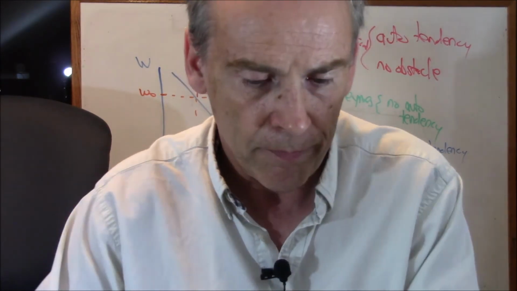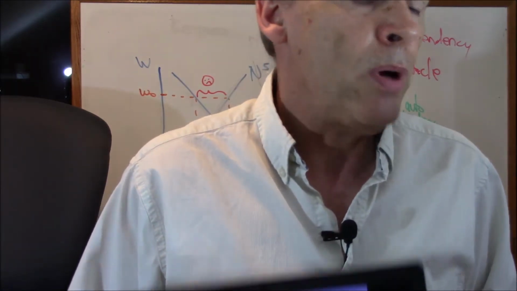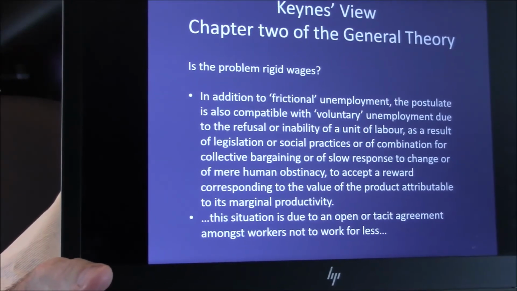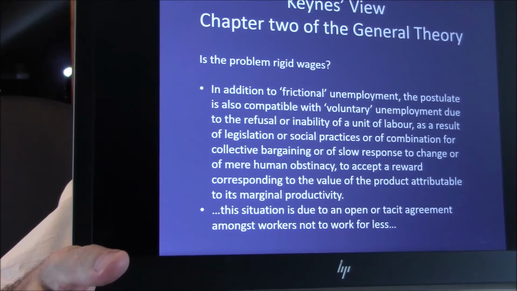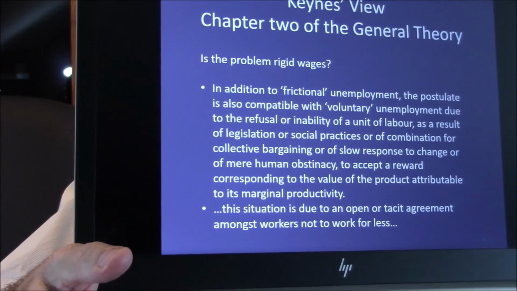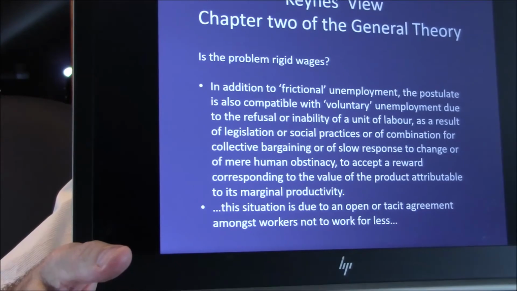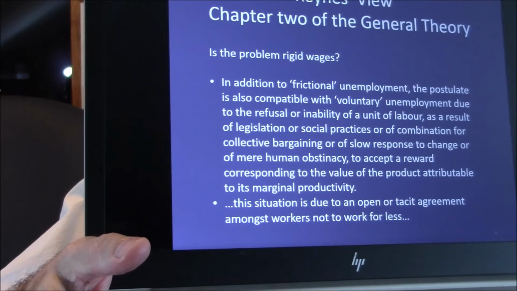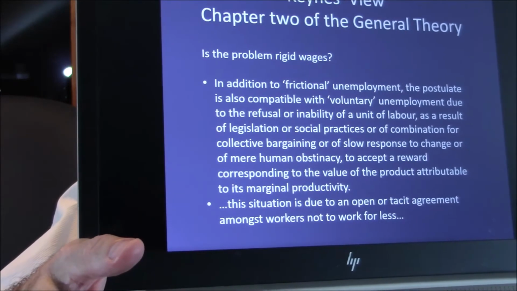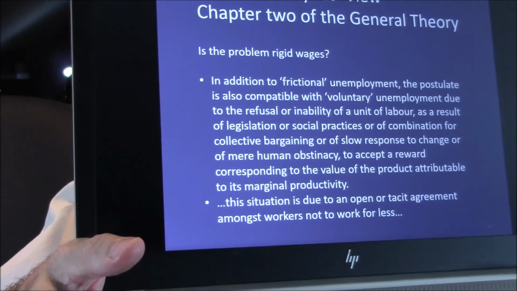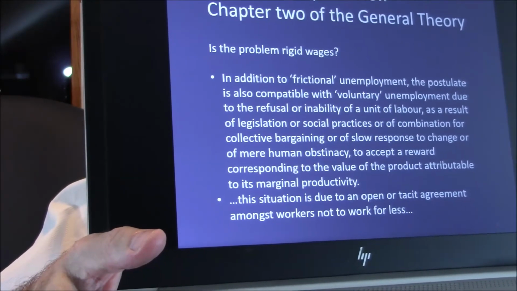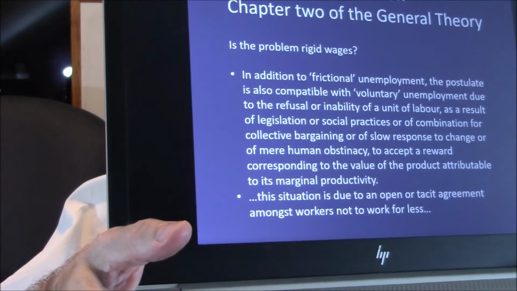And here we go. Is the problem rigid wages? Is Keynes saying, no, there's an automatic tendency, but it's just being blocked? Well, this is a quote from the General Theory. In addition to frictional unemployment, the postulate is also compatible with voluntary unemployment due to a refusal or inability of a unit of labor as a result of legislation or social practices to accept a reward corresponding to the value, in other words, to accept a lower wage.